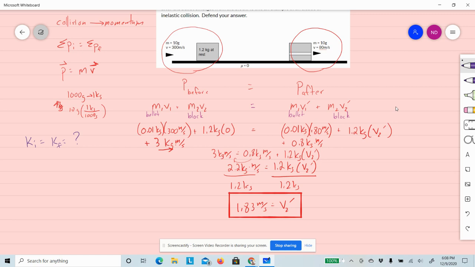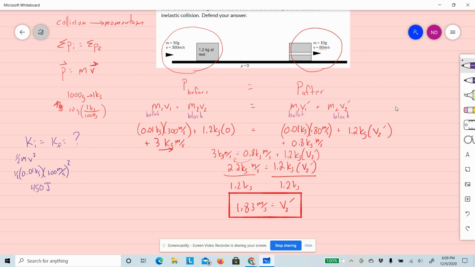Let's see. Kinetic energy before. This block has no kinetic energy, so that's 0. Kinetic energy before is just going to be the bullet. So 1/2 mv squared: 1/2 times 0.01 kilograms times 300 meters per second squared. 300 squared is 90,000, times 0.01 is 900, times 0.5 is 450 joules. That's the kinetic energy before.